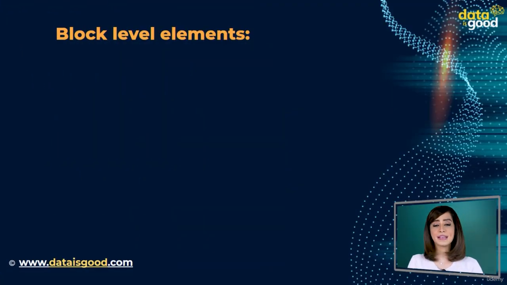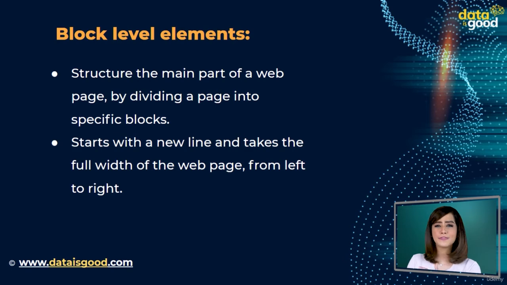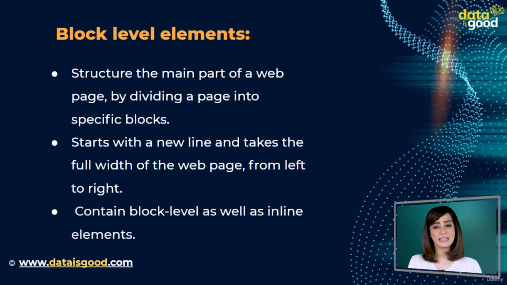In HTML, there are two types of elements, block level elements and inline elements. For the default display and styling purpose in HTML, all the elements are divided into two categories. So first, let's understand the block level element. These block level elements structure the main part of a web page by dividing a page into specific blocks. A block level element always starts with a new line and takes the full width of the web page from left to right. And also, these elements can contain block level as well as inline elements.